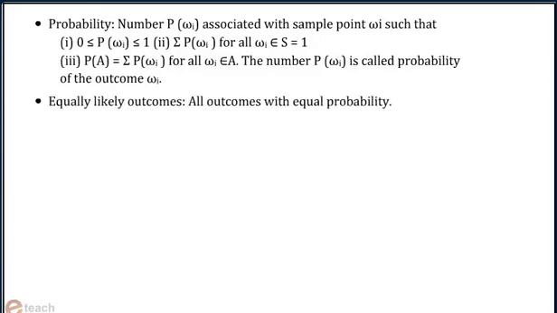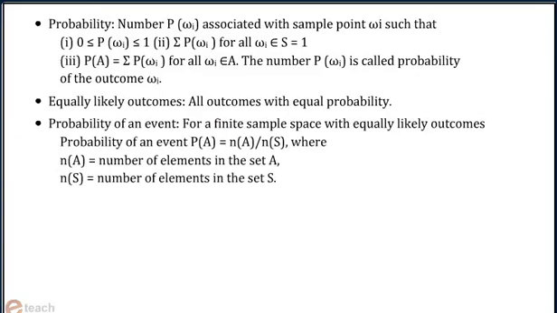Equally likely outcomes. All outcomes with equal probability. Probability of an event. For a finite sample space with equally likely outcomes, probability of an event P(A) is equal to number of elements of A divided by number of elements of S.